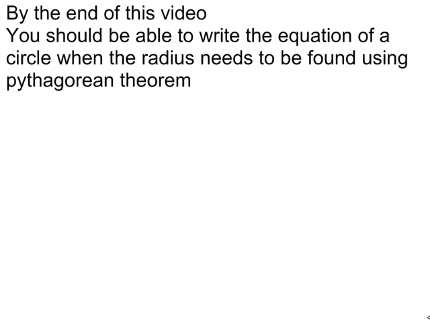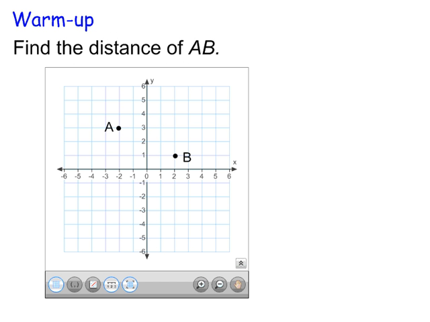By the end of this video, you should be able to write the equation of a circle when the radius needs to be found using Pythagorean theorem. So this is part 2 of our circle equation series. So let's get to work. Here's a warm-up. I want you to find the distance of AB.